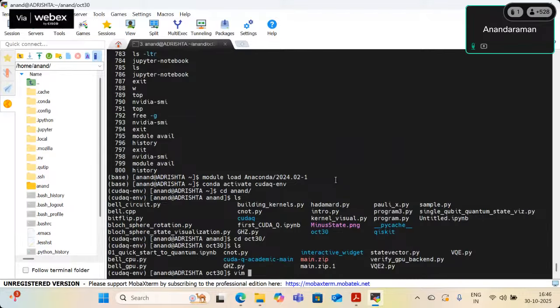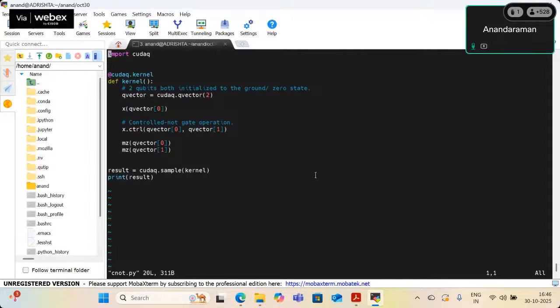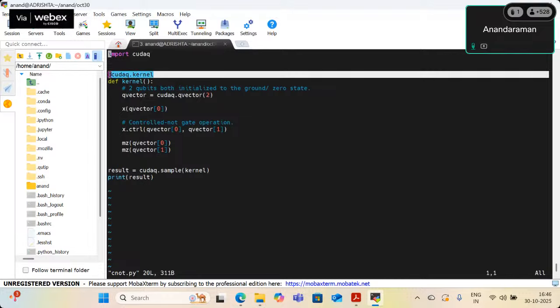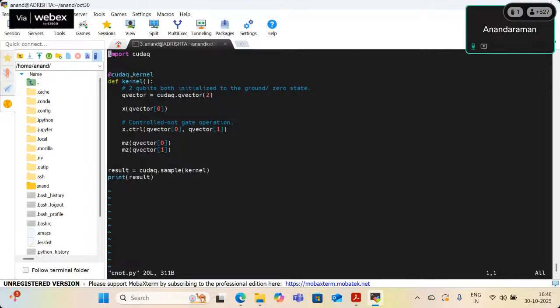So this is a CUDA-Q program. Import cudaq. This is Python based. We are importing cudaq and we are defining cudaq.kernel. From here the kernel starts. Kernel means this part of the program will run on the GPU. Here we have qvector equal to cudaq.qvector of 2. Each qubit is one vector. A qubit is represented as a vector in the Bloch sphere. So we are initializing 2 qubits.